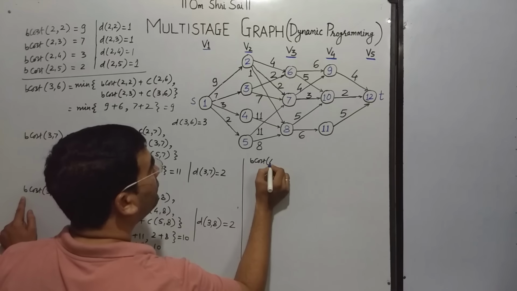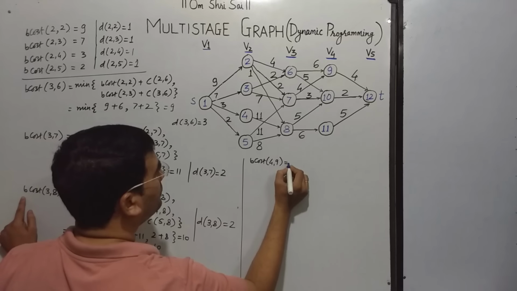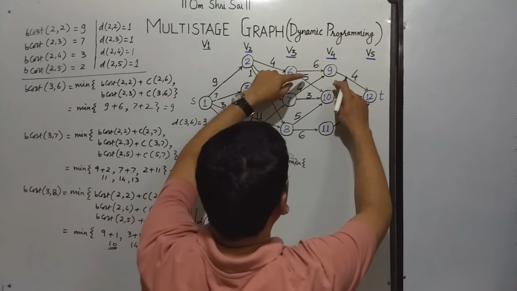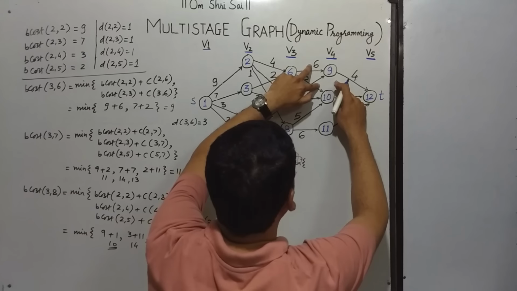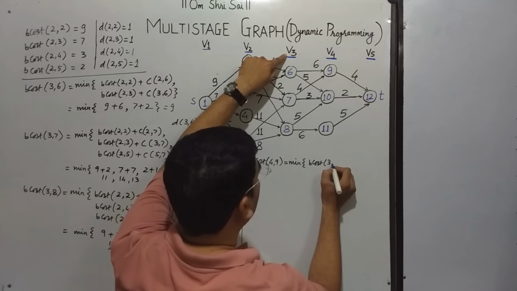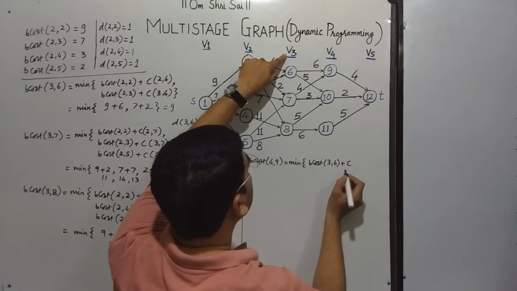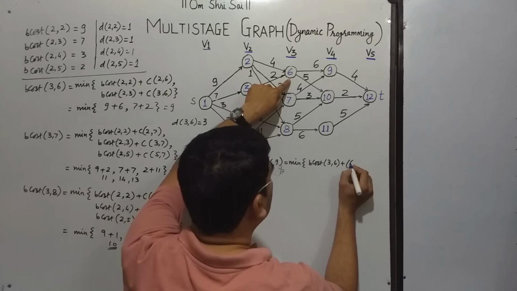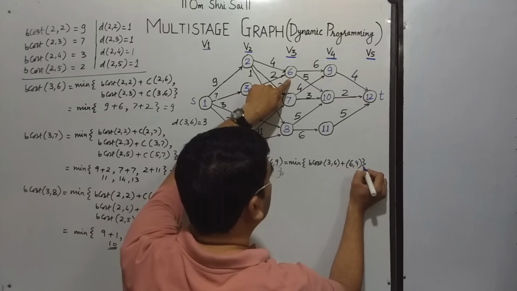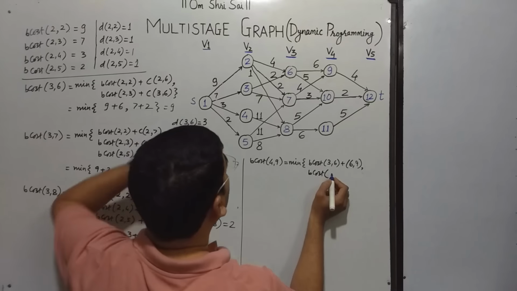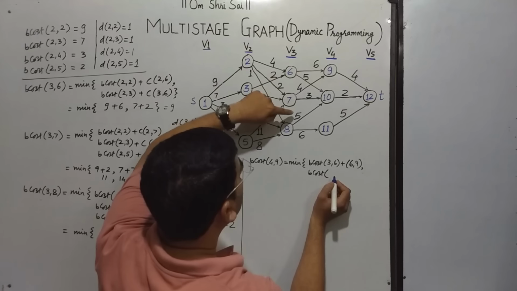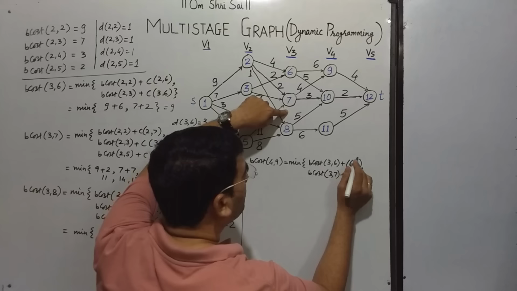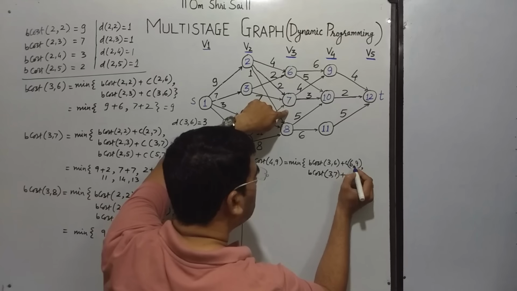B cost of 4, 9 is equal to, again we will have to find the minimum value. Now, how many paths are there to come to vertex 9? 2 paths, so there will be 2 comparisons. B cost of 3, 6 plus c of 6, 9. So here you will have to write that is 6, 9. B cost of the third stage's 7th vertex, going to the 9th, so 3, 7 plus c of 6, 9.